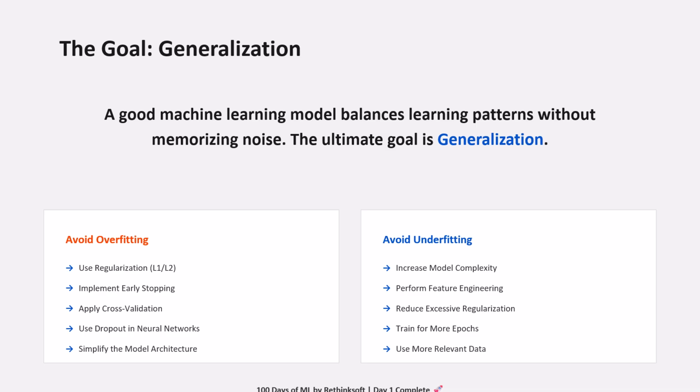So our goal is to generalize. We call it generalization. Generalization is nothing but wanting a model that learns from the true signal without memorizing any noise. A good model finds the perfect balance between complexity and simplicity. To avoid overfitting, we use techniques like regularization, early stopping, and cross validation. To fix underfitting, we increase the complexity, improve features, and ensure we train it adequately. Mastering these concepts is crucial because we want to build a reliable machine learning system.